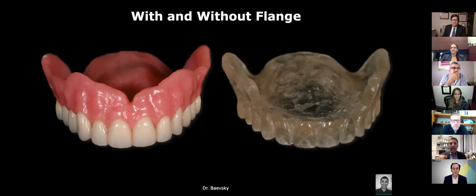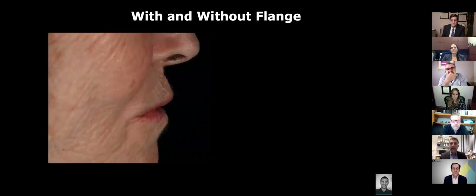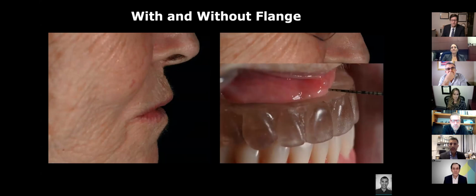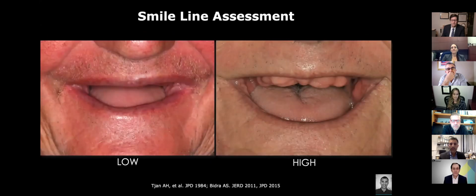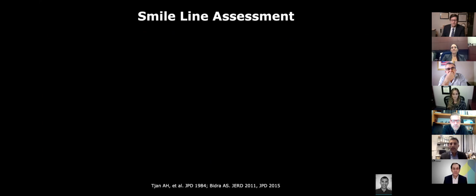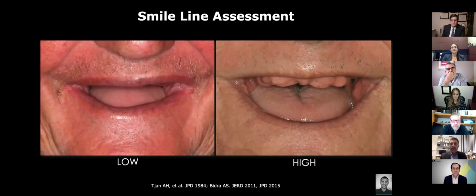If the existing prosthesis, and more often than not it may be acceptable, satisfies the aesthetic and phonetic criteria as well as the vertical dimension, then we just duplicate it. And on the duplicate, again, we remove the flange. By removing the flange, we will assess the lip support with phonetics and intraorally and extraorally, and determine if we can move forward using the existing prosthesis as a radiographic template.